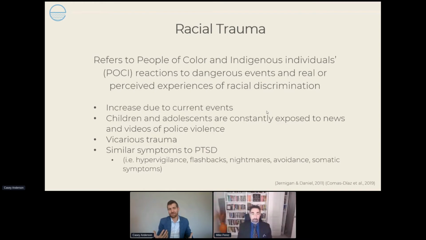And especially for kids, because of access to things like the media or the news or YouTube, they're seeing a lot more of these race-based stressors, and they're saying to themselves, wow, I cannot believe this is happening. This person looks just like me. They share the same racial makeup as me. I am actually very frightened and afraid that these kinds of things could happen to me.